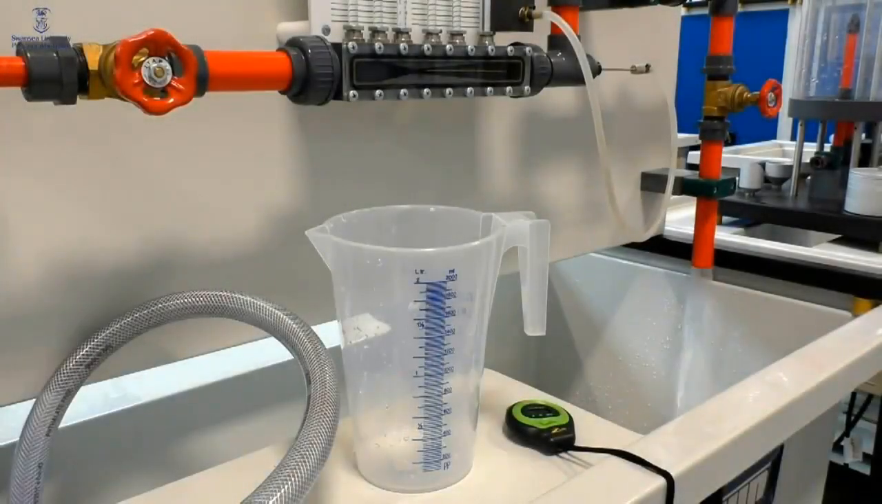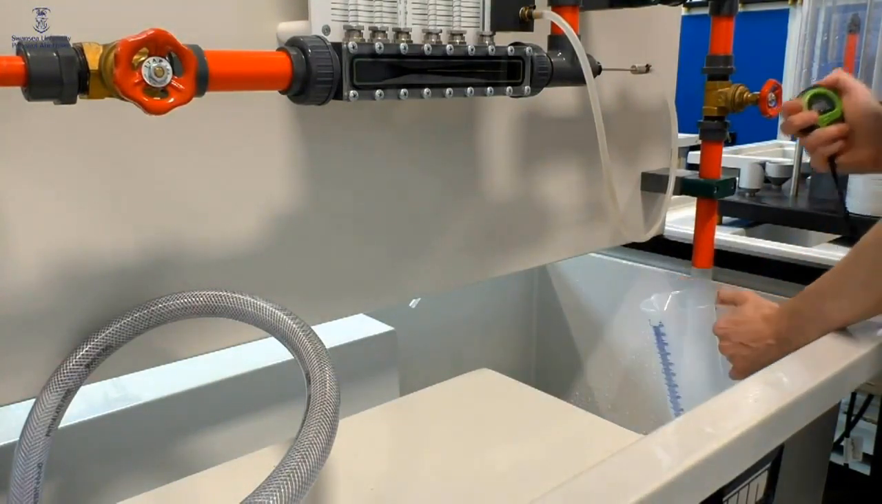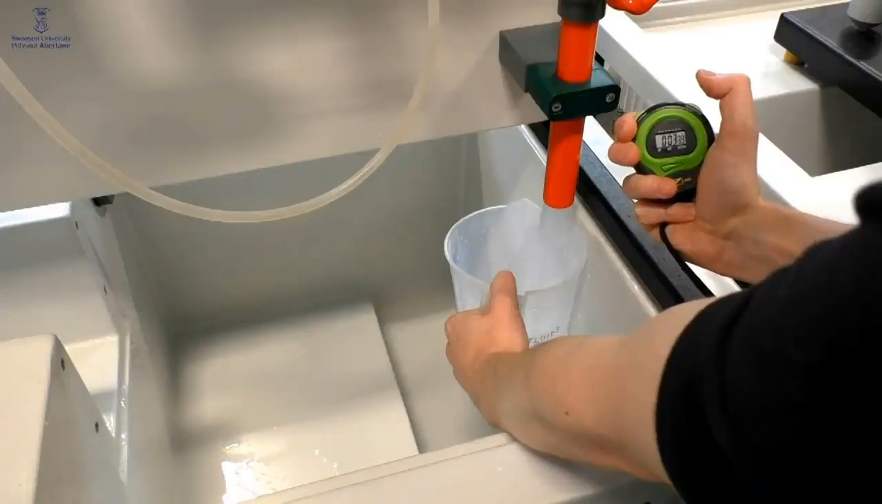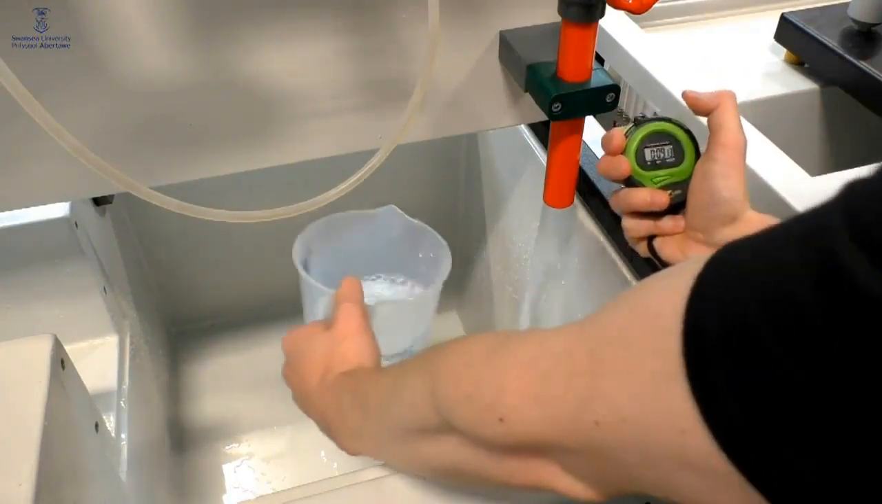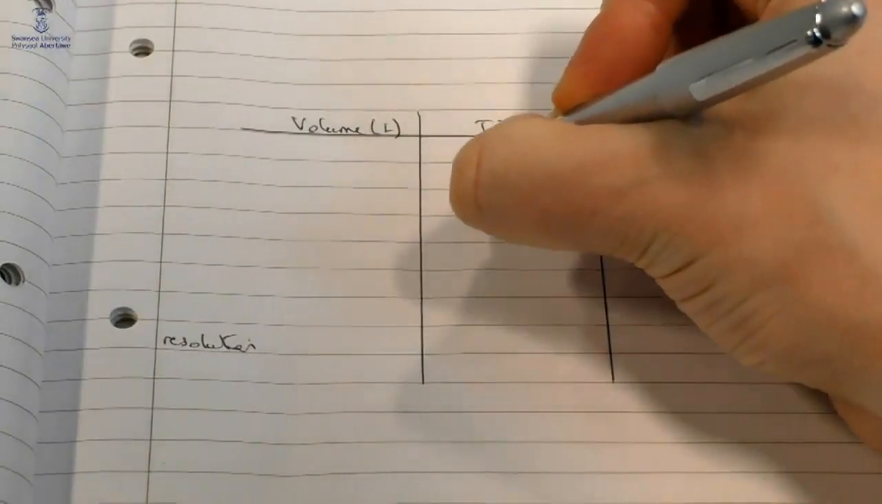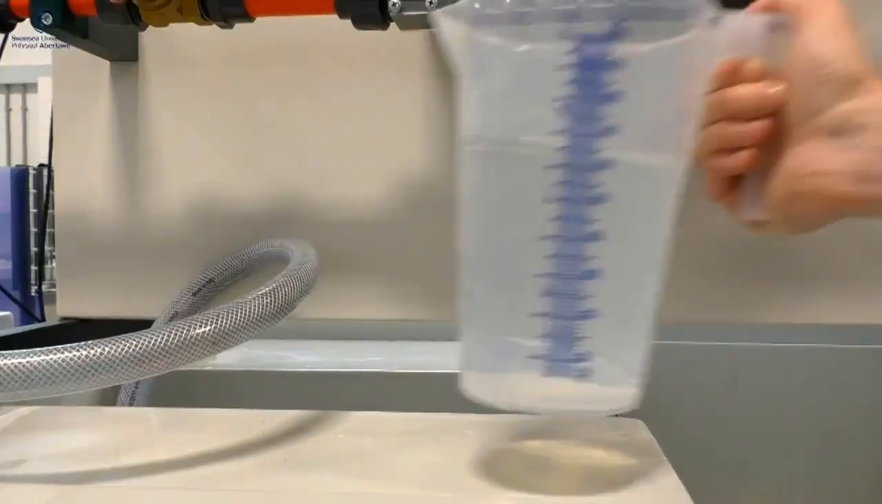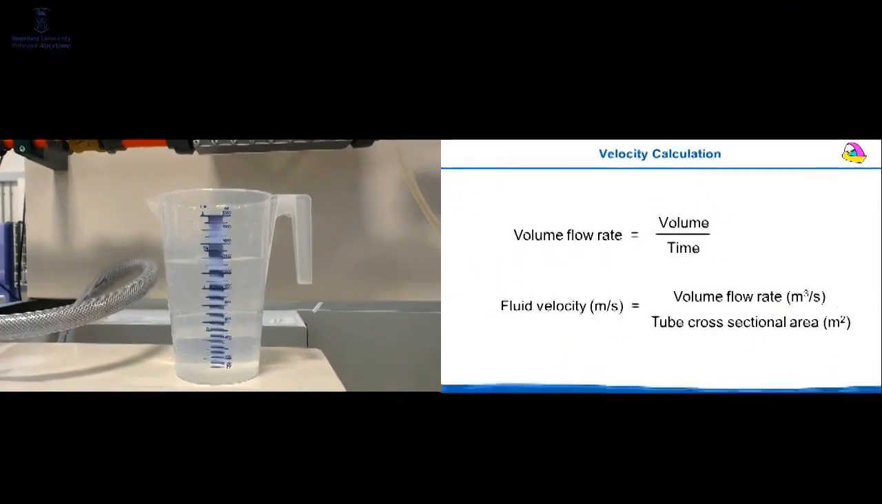In this experiment, you'll be using a measuring jug to collect water as it exits the tube, and a stopwatch to measure the time this volume of water takes to flow. Place the jug on a level surface and wait for the movement to stop before taking the reading. By dividing the volume by time, we have volume flow rate. Repeat this until you have 5 values of flow rate that you can average in your analysis.